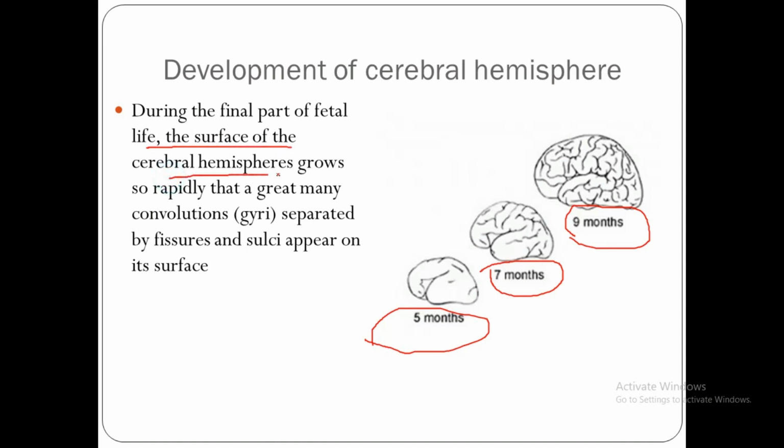As the cerebral hemisphere grows, the major part of it gets convolutions known as gyri, which are separated by sulci, and these convolutions appear as the sulci and gyri of the adult brain.